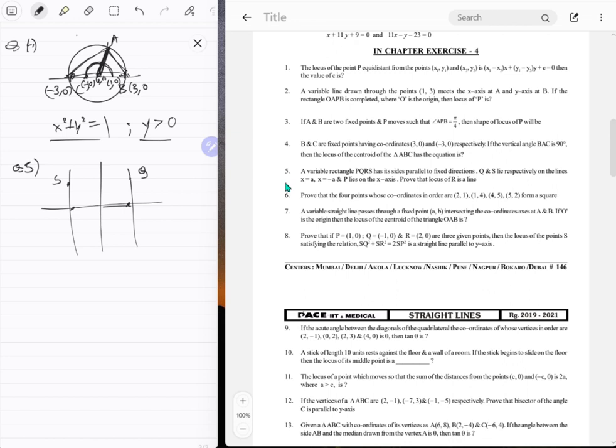Locus of R is a line. Okay. Q and S lie respectively on these lines. So it's not necessary that this should be S. Maybe this could be S. Who knows? The thing is that P lies on the x-axis, maybe somewhere over here, and fixed directions could be anything. Say this and that. That could be your fixed directions. And is this a rectangle or a parallelogram?